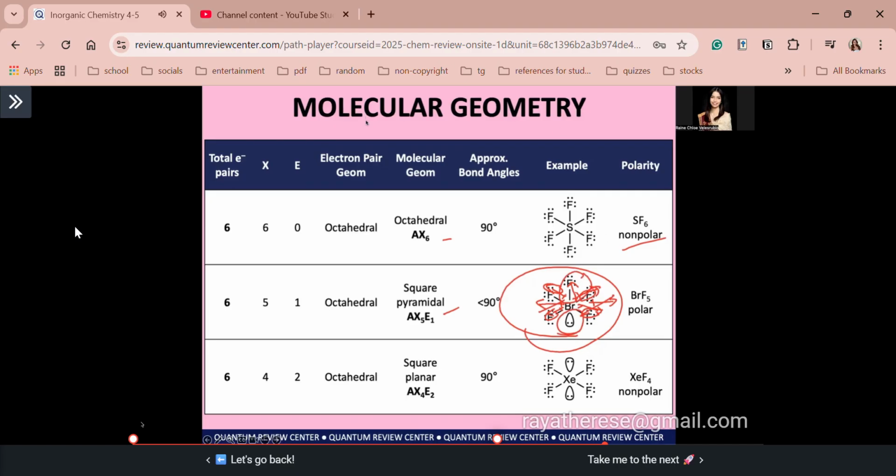So BrF5 is polar. And lastly, XeF4, square planar siya na molecular geometry. It is non-polar again because it is highly symmetric. Hence, lahat ng dipoles niya and lone pairs niya will cancel out. Okay? I hope that's clear, guys. Ayan. So, done na tayo sa polarity.